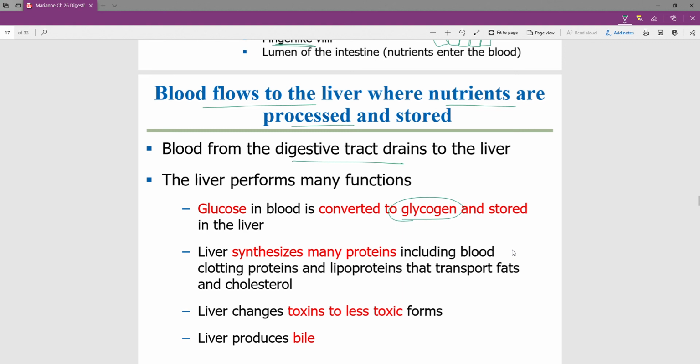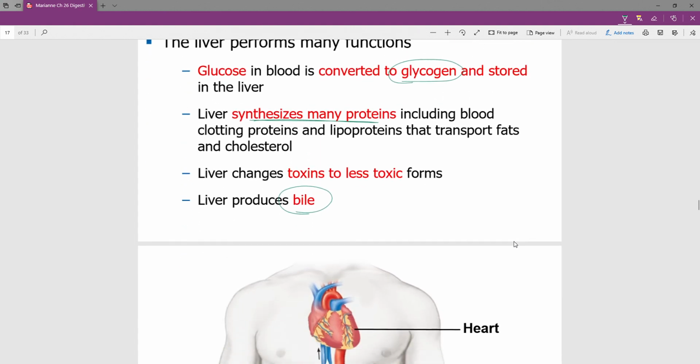Remember, glycogen was one of those polysaccharides that was for energy storage in animals. The other thing that the liver is going to do is make a bunch of proteins, including blood clotting proteins and lipoproteins that transport fats and cholesterol through the body. Liver also detoxifies things, making toxins less toxic. As an example, alcohol, it detoxifies. And we've already talked about how it produced the bile that then was stored in the gallbladder and secreted into the small intestine.